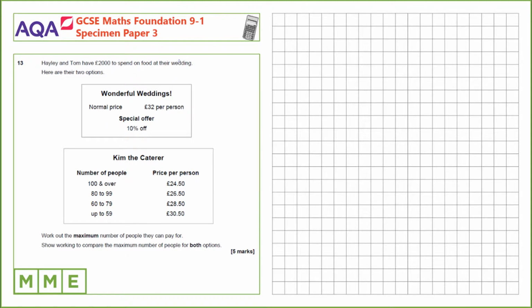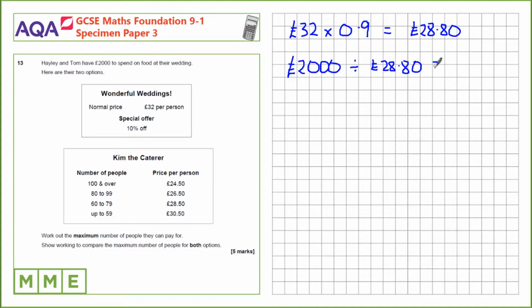So for Wonderful Weddings, we take the price per person, £32, and we get a reduction of 10%. So I'm going to multiply by the multiplier 0.9. That gives us a price per person of £28.80. Next, we have the price per person, and we know how much money we've got to spend. So £2,000 divided by the price per person will give us the number of people that we can cater for, which is 69.44. I'll call that 69 people.